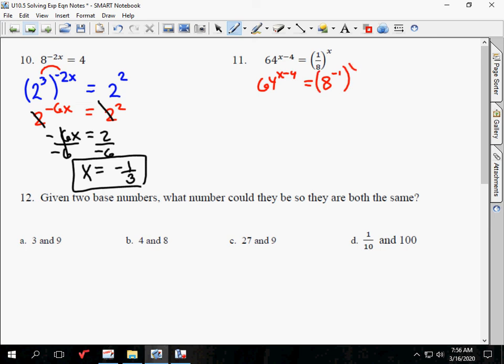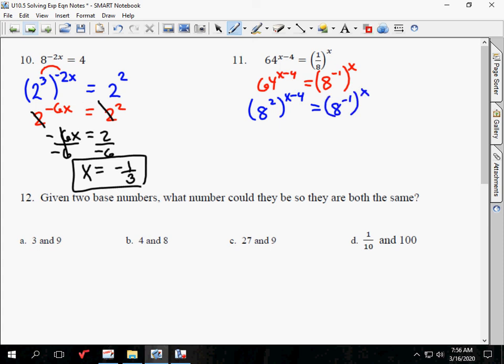All right, so anytime you have a fraction and you flip it, do the reciprocal, you have to put a negative 1 exponent. Now we can make both of them base 8. 64 is the same as 8 to the 2nd power, to the x minus 4, and then we have 8 to the negative 1 to the x.